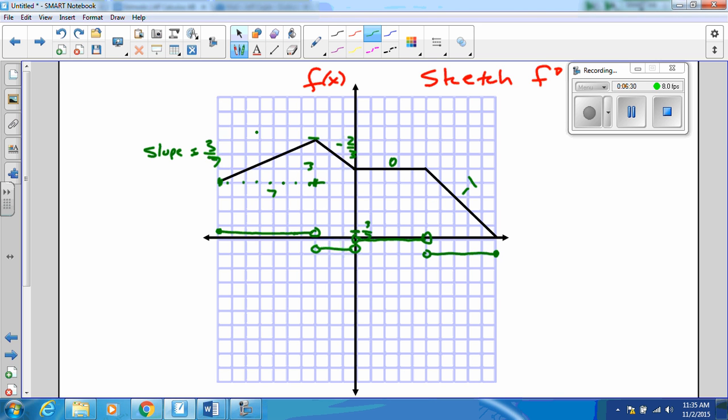Here's how I check it. What this is telling me is that my curve has a slope of 3/7 for the entire portion from -10 to -3. Is that true? Yes. This is telling me that my curve has a slope of about -2/3 for the entire portion from -3 to 0. Is that true? Yes. Slope of 0? Yes. Slope of -1? Yes. And so everything checks out.